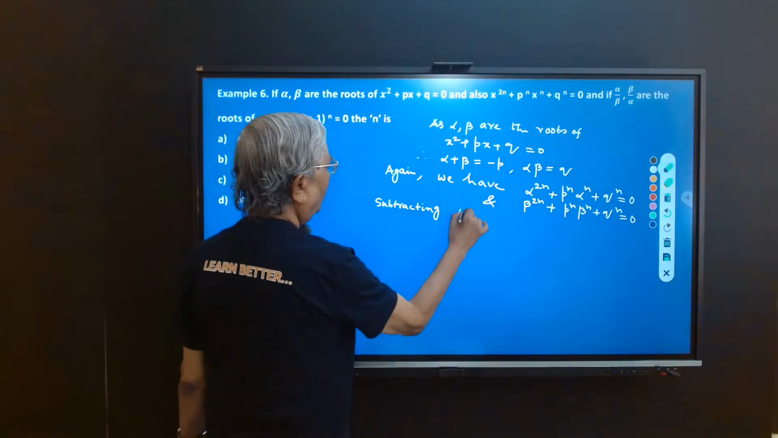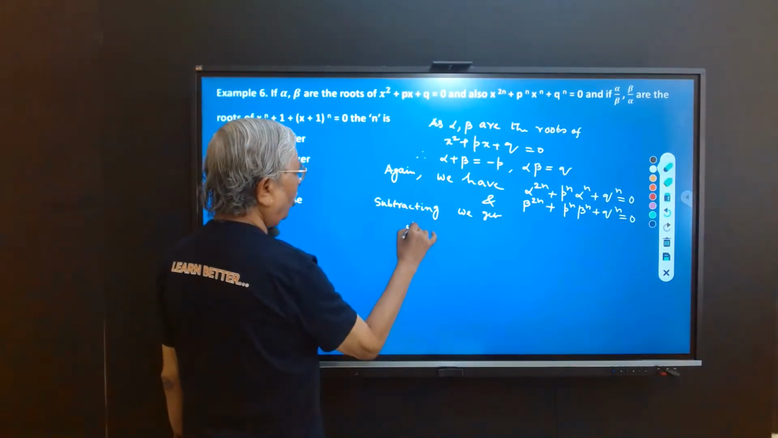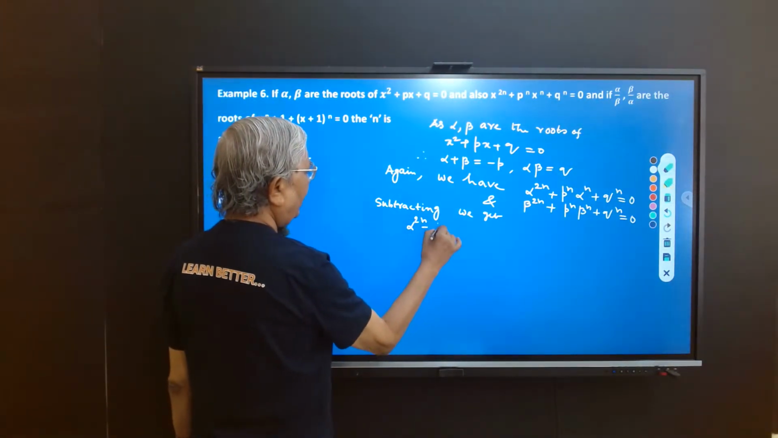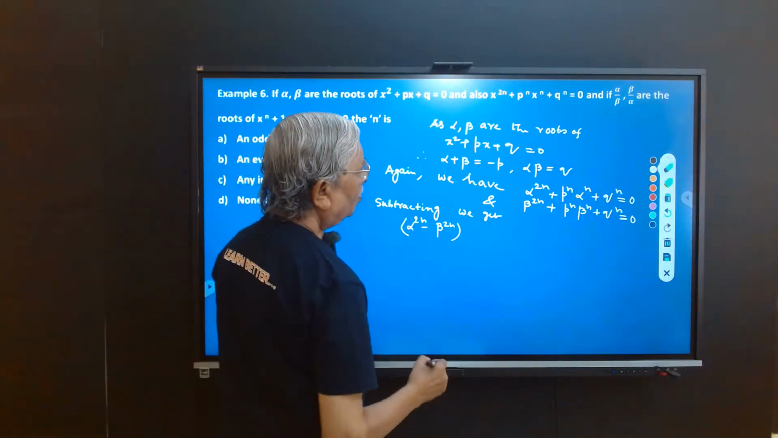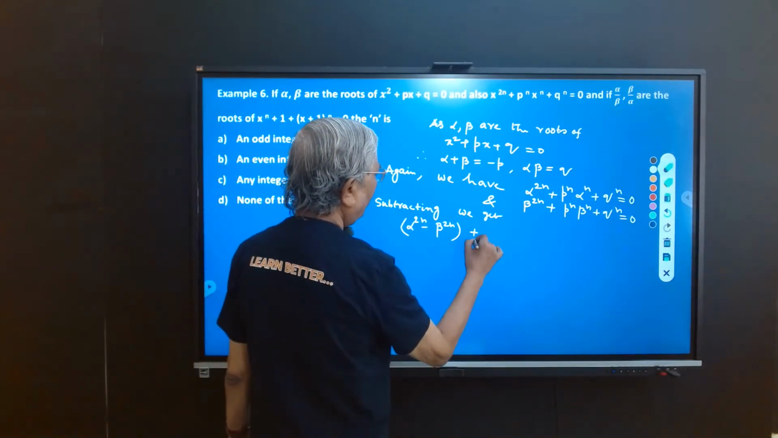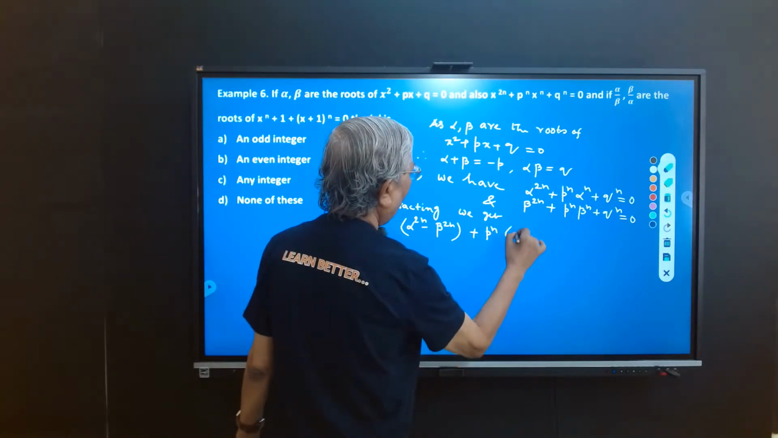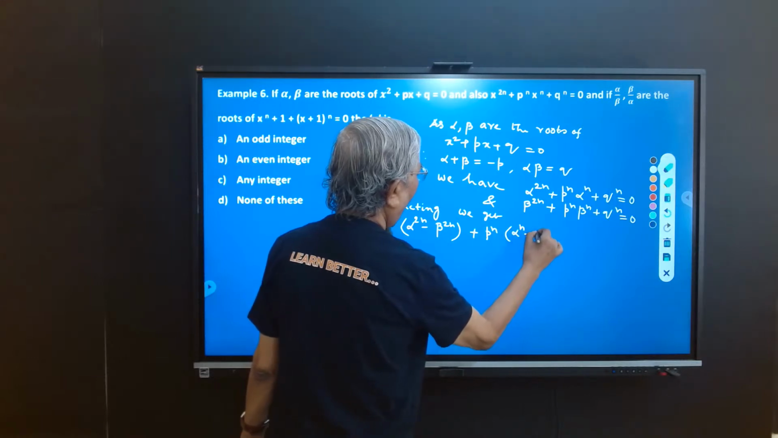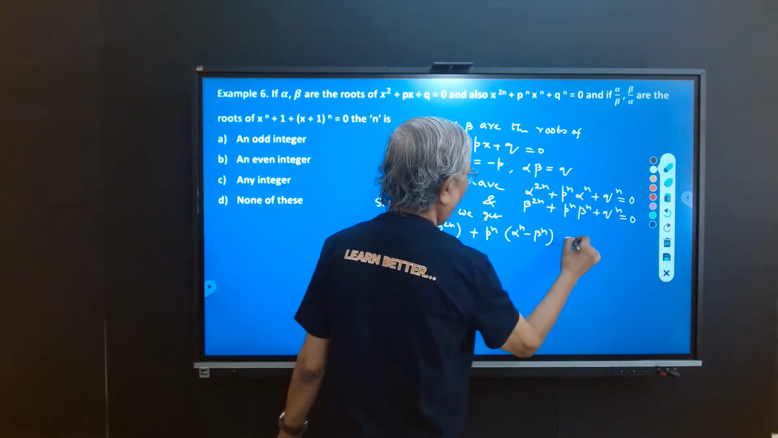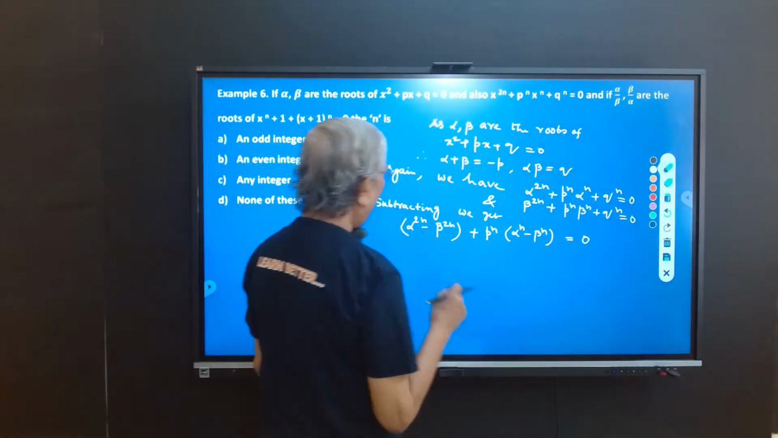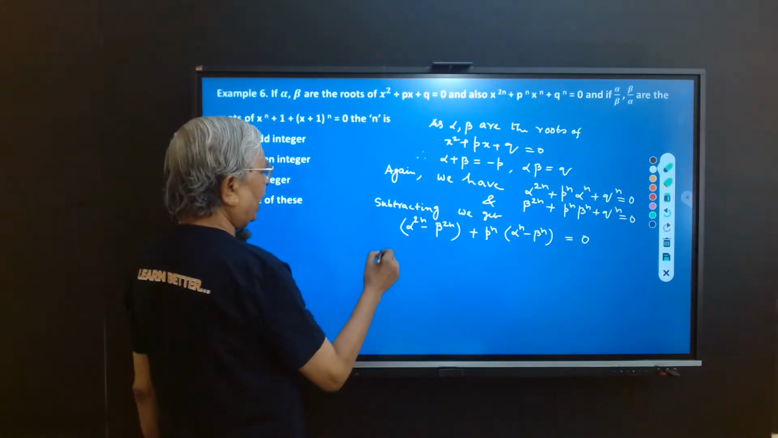Subtracting, alpha to the power twice n minus beta to the power twice n plus p to the power n into alpha to the power n minus beta to the power n equals 0. Apply the formula a squared minus b squared and take common.